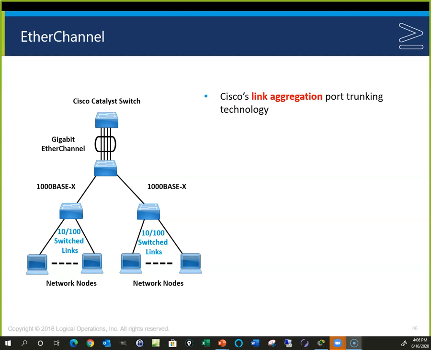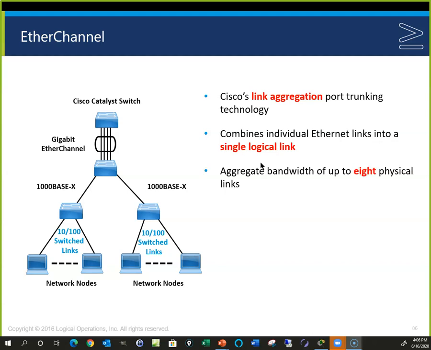Cisco Link Aggregation Port Trunking Technology, and the Cisco proprietary one is going to be PAgP, combines individual Ethernet links into a single logical link, the channel group that we used when we grouped these things together. We can aggregate up to 8 physical links to do this. And then that's going to be a pretty good connection if we have gigabit ports. An 8 gig port is a pretty reasonable thing.